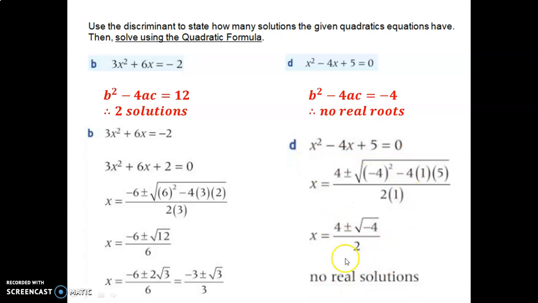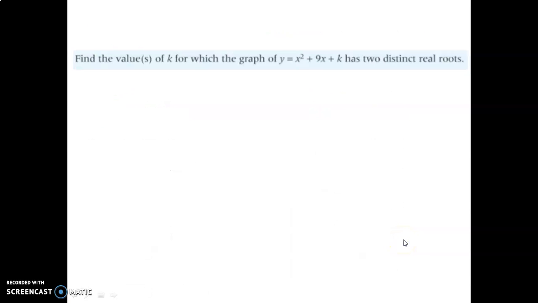It's the one where we got to the end here and said no real solutions because we have a square root of a negative number. And as you may remember, there are imaginary solutions, just no real solutions. Okay, let's take this a step further.